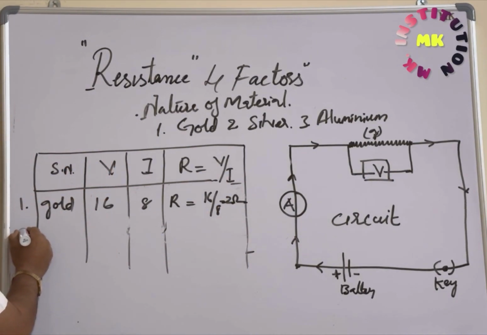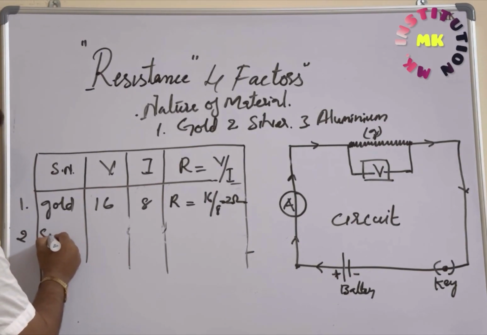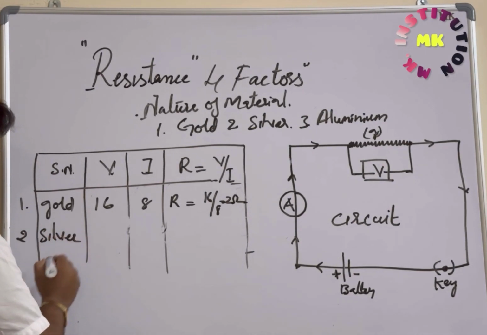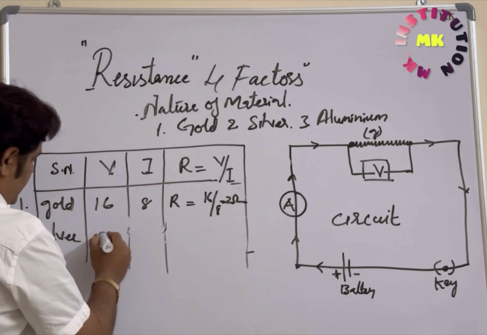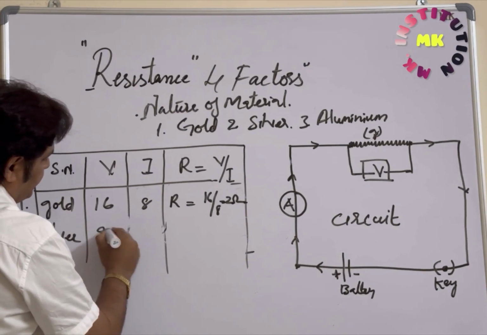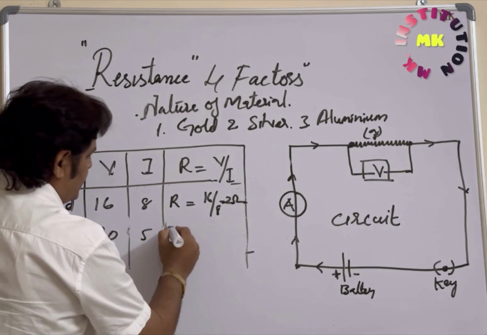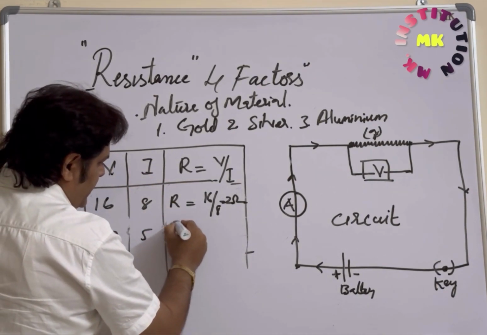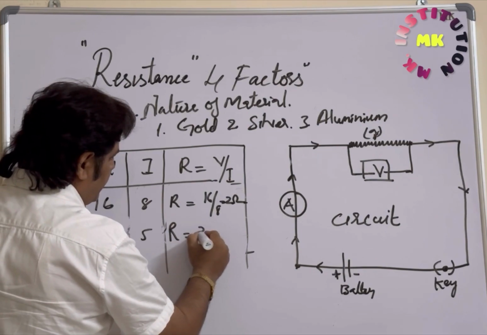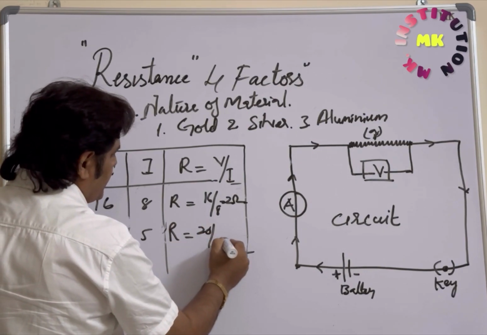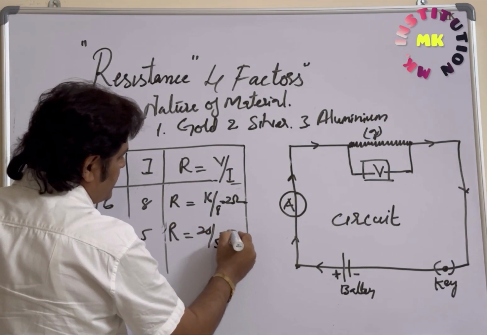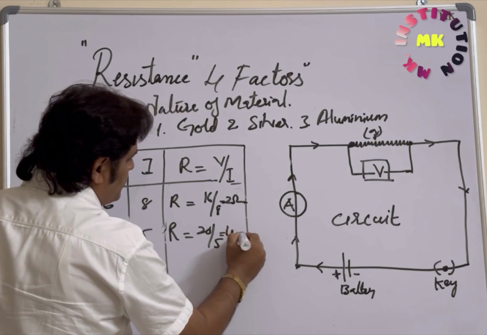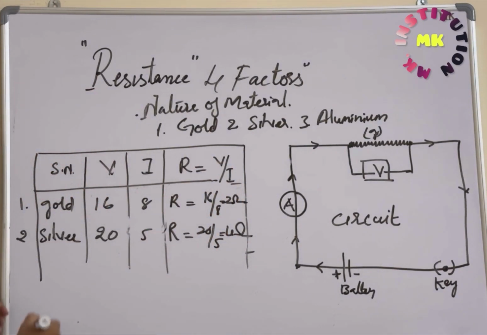In the second we are keeping the silver. Now here 20. Voltage is 20, current is 5 ampere. It is measured in ampere. Now what will be the resistance here? 20 by 5. So how much are you getting? 5 fours are 20. 4 ohms. Clear? Silver. Then the third one, aluminum, is there.